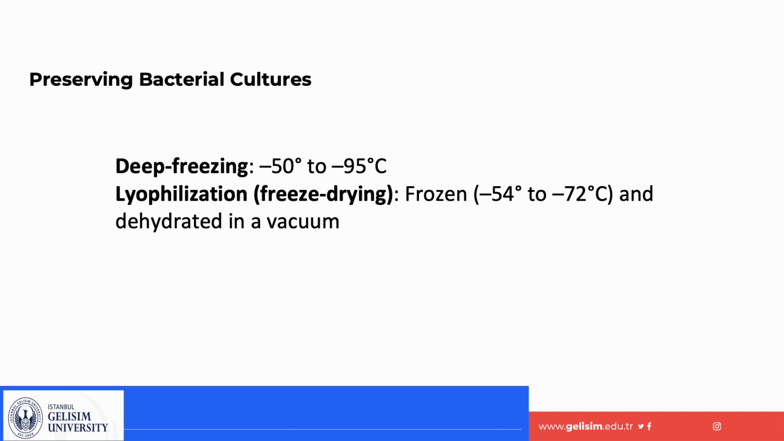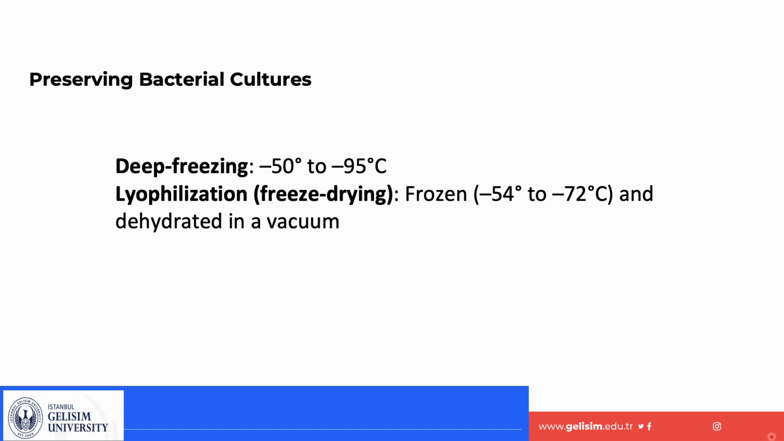Preserving bacterial culture is an important aspect of microbiology, and two common methods for long-term storage are deep freezing and lyophilization. Deep freezing involves storing bacterial cultures at very low temperatures, typically between -50 to -95 degrees centigrade. And what this does is that it slows down the metabolism of the bacteria and helps to prevent degradation.